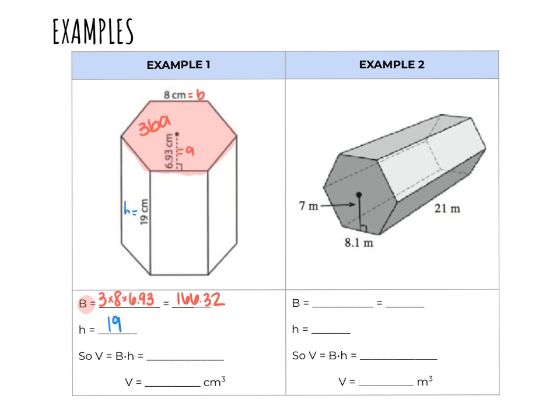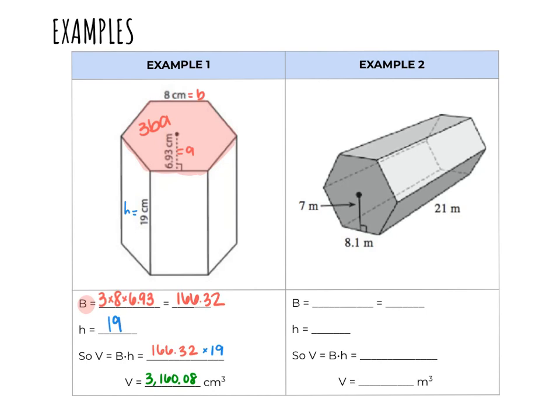So to find the volume, I would take the area of my hexagon, that 166.32, multiply it by the height of the prism of 19, and I get a final answer of 3,160.08 cubic centimeters.